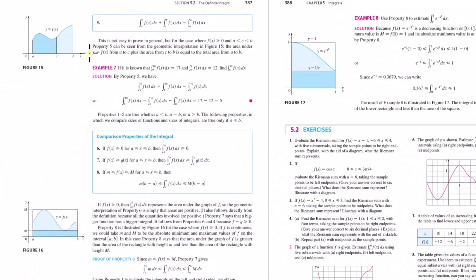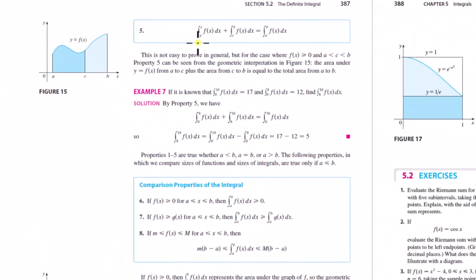Here's another property. If you have the definite integral from a to c of f of x dx plus the definite integral from c to b of f of x dx, then that's equal to the definite integral from a to b of f of x dx. And this is what this is saying. You have the definite integral from a to c of f of x dx plus the definite integral from c to b of f of x dx. And what is that equal to? The definite integral from a to b of f of x dx.